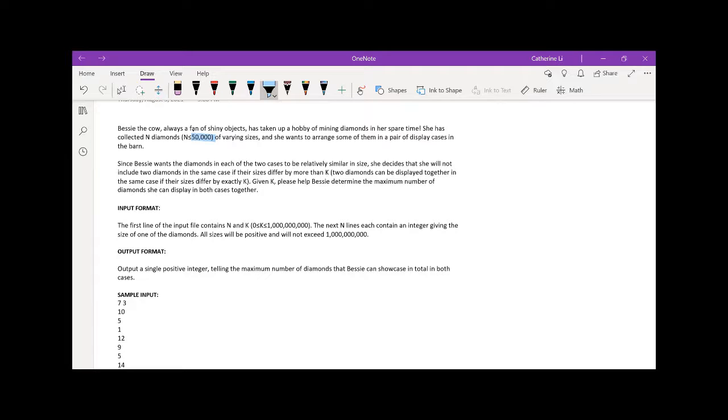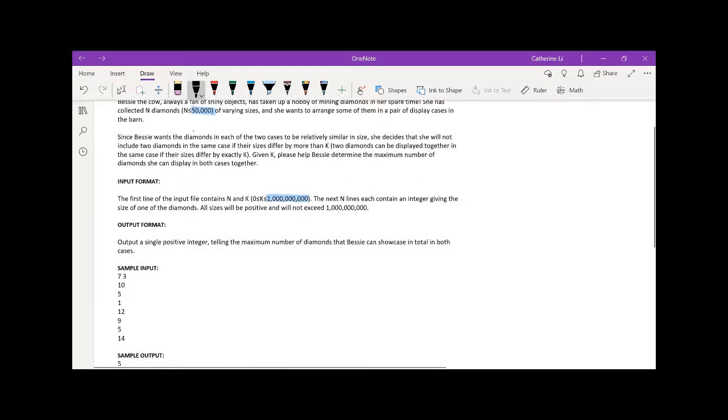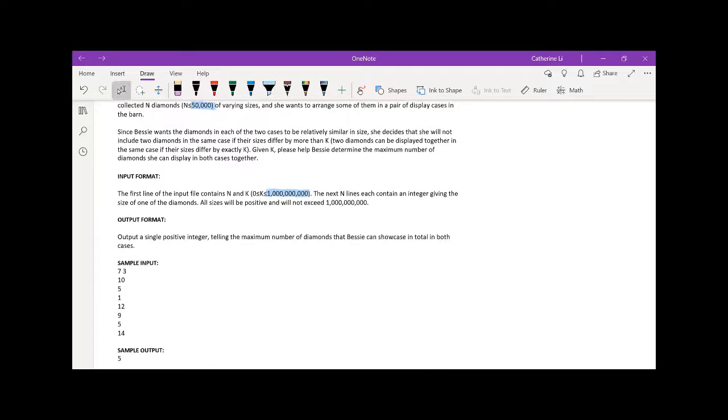Okay, so we're going to input K and N, and then a bunch of sizes of the diamonds, and we're trying to output the largest possible number of diamonds that we can get. So the first thing that we're going to do is pretty intuitive because we're looking at the relationship between the sizes of a bunch of different diamonds. So the first thing we're going to do is sort them by size.